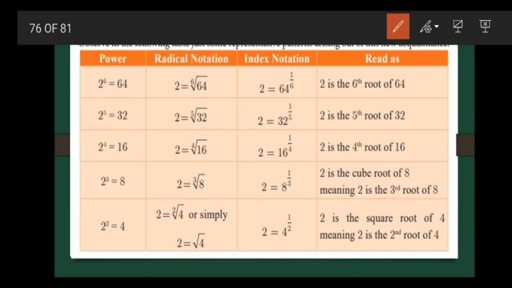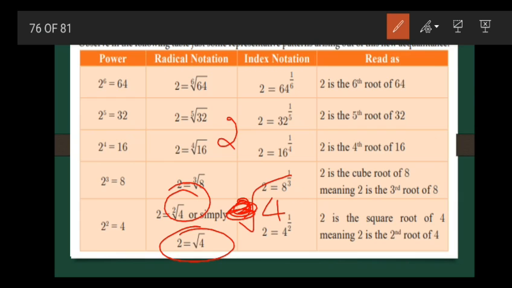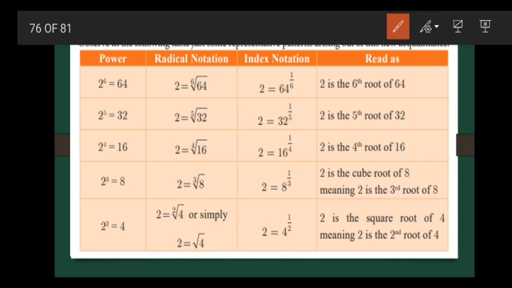2 square is equal to 4. Okay. So this can be written in radical notation like this, square root of 4. It is convention that if you didn't mention any radical here, that will be considered as square root. So square root of x you can represent like this, or simply root x, which means you are taking square root of that number.